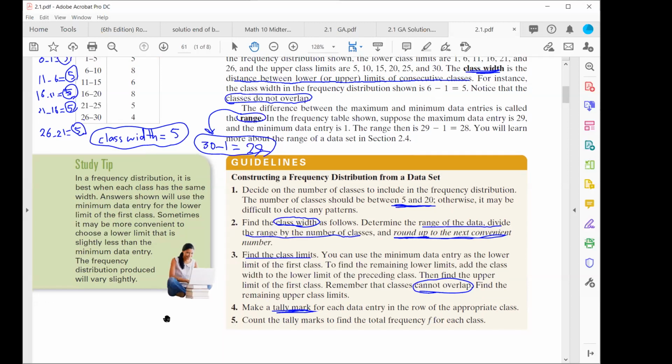Okay, guys, please write down the guidelines. First of all, you decide on the number of classes you want to have. So if the question doesn't give you the number of classes, it's totally up to you to select the number of classes. And it must be a number between 5 and 20. Then to find class width, you need to find the range of your data divided by the number of classes that you selected here. So for class width, let me write it for you here. Class width is range divided by number of classes.